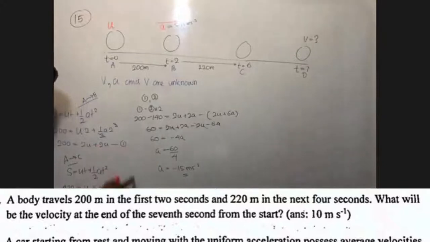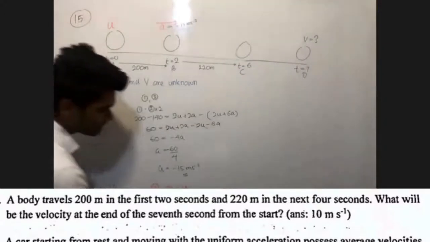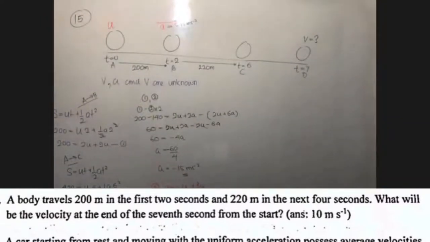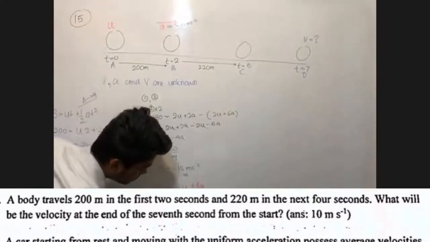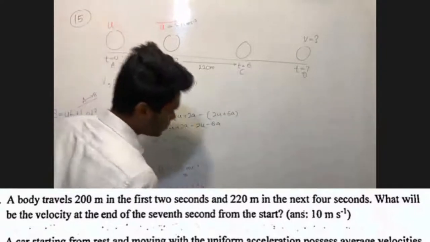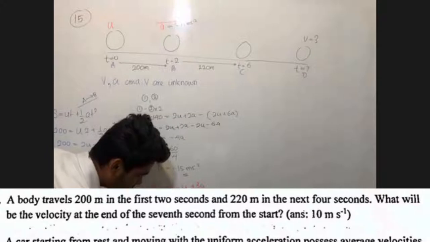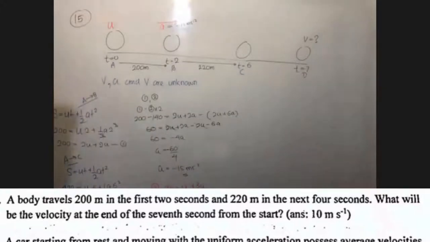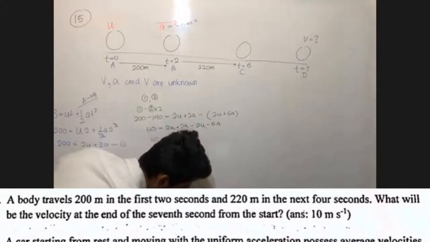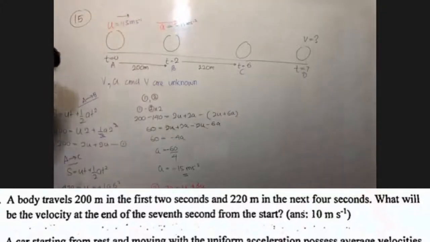In one of these equations, we can substitute A. I will take the second equation. Second equation is 70 is equal to U plus 3A. U is what we need to find. 3A is 3 into minus 15. So 70 is equal to U minus 45. Take this to this side. You are going to get U is equal to 115 meters per second.